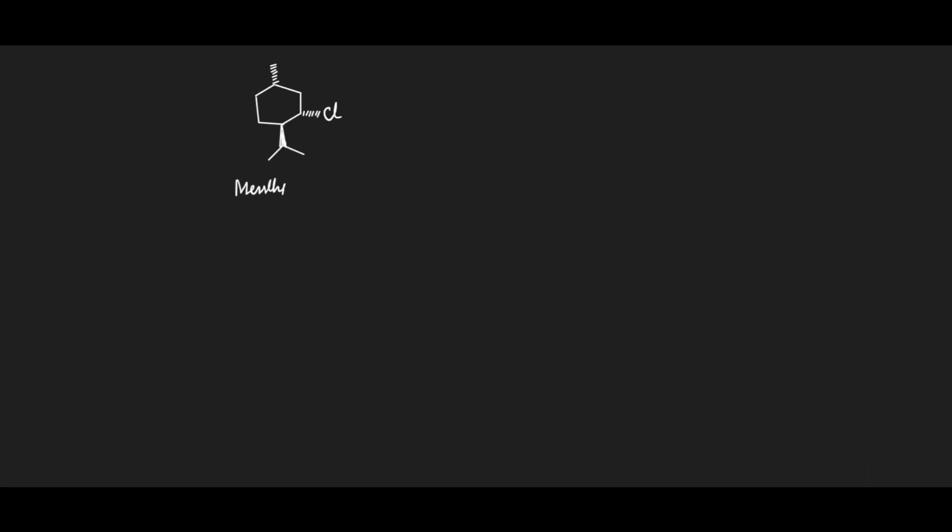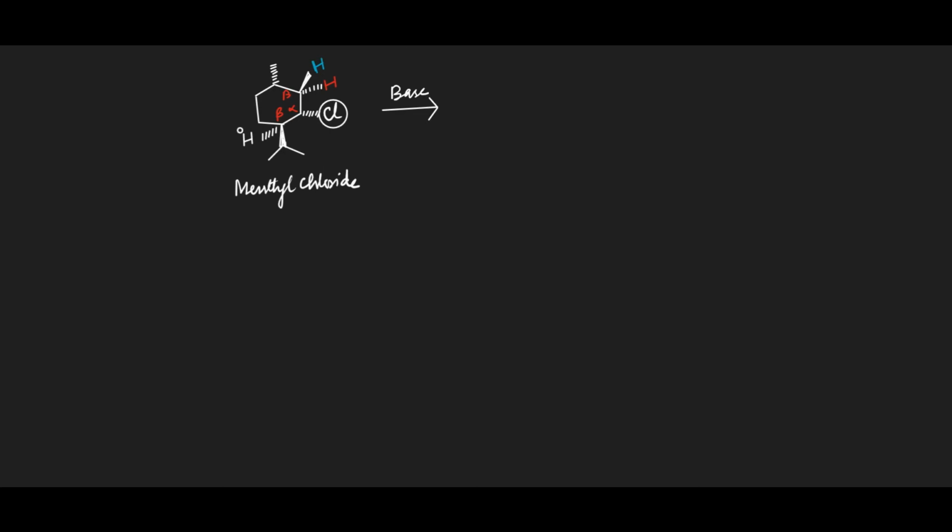Consider the elimination of this cyclic chloride. This is called methyl chloride. It has two beta carbons. This beta carbon has isopropyl group on wedge, therefore hydrogen must be on dash. Similarly, this beta carbon has two hydrogens. Let us put cyan blue hydrogen on wedge and red hydrogen on dash.